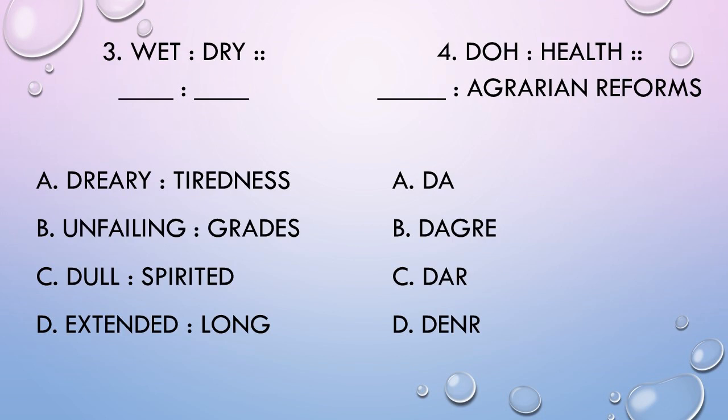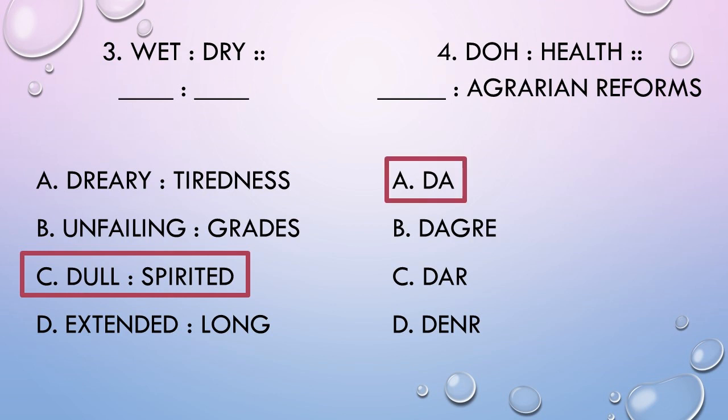Number 3. Wet is antonyms with dry. Therefore, the correct answer is letter C. Dull is the antonym of spirited. Number 4. TOH is the government agency responsible for talks about health. Therefore, letter A, DA, is a government agency responsible for talks about agrarian reforms.